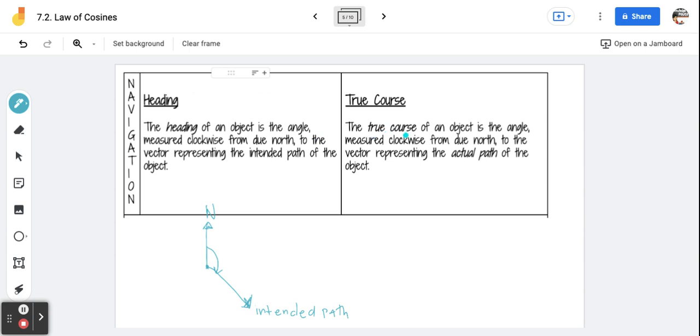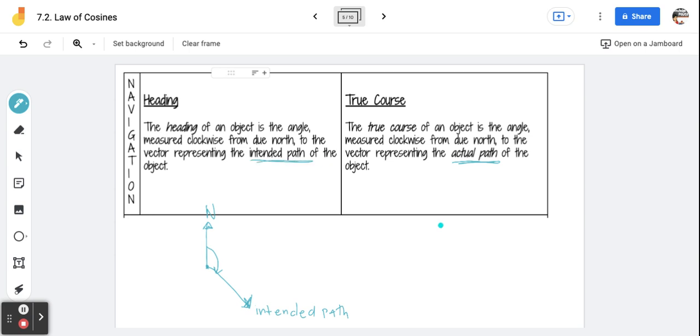So the true course of an object is the angle measured clockwise from due north. They're both measured the same way, but to the vector representing the actual path. So the difference in these two is that one is the actual path. The true course is its actual path, and the heading is the intended path.